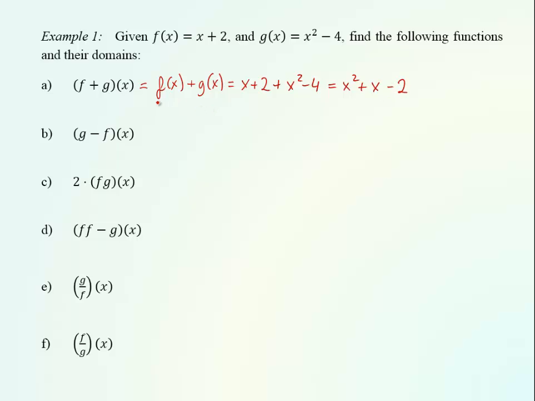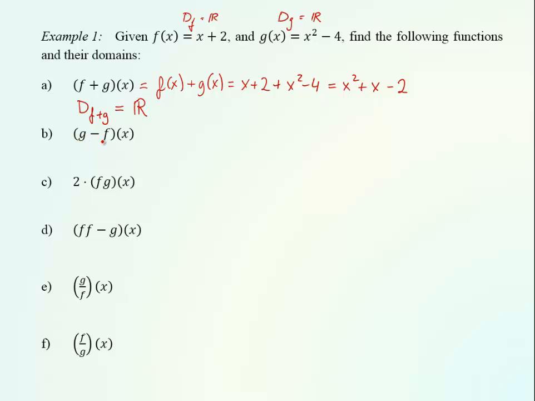Now, what's the domain of my new function f plus g? Well, the domain of it is the intersection of the two domains. However, the domain of any polynomial is just the set of real numbers. So let's mark it. df is the set of real numbers, and also dg is the set of all real numbers. Therefore, the domain of f plus g is also all real numbers, not a problem here.